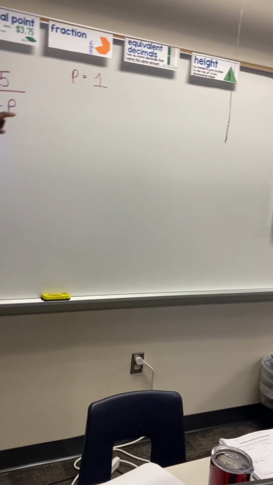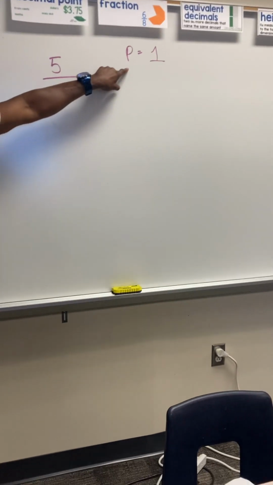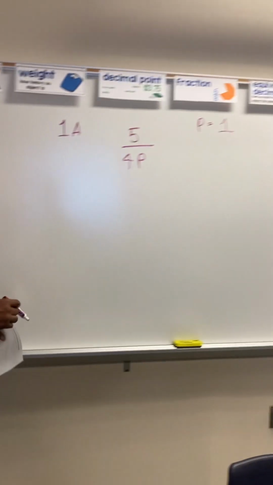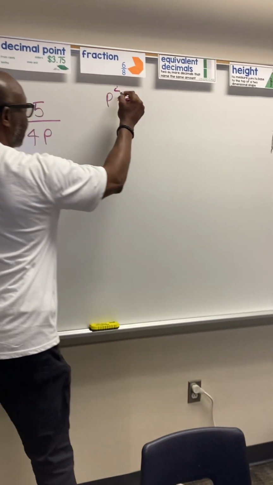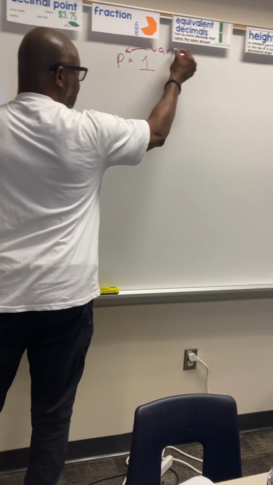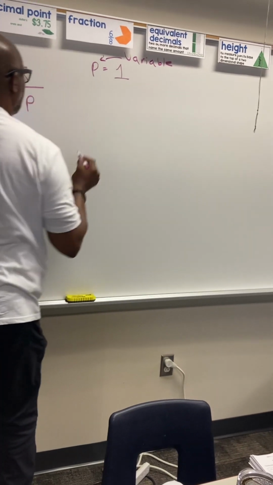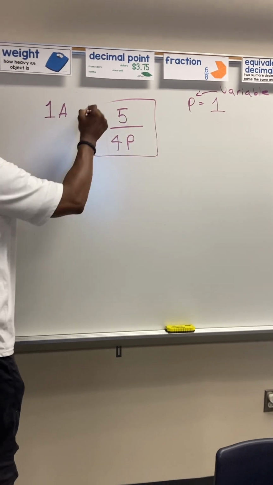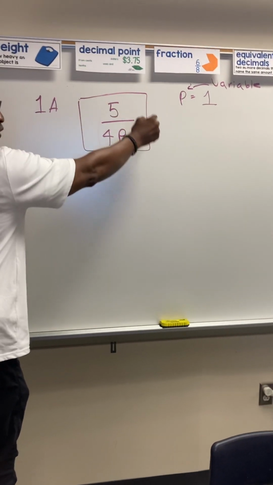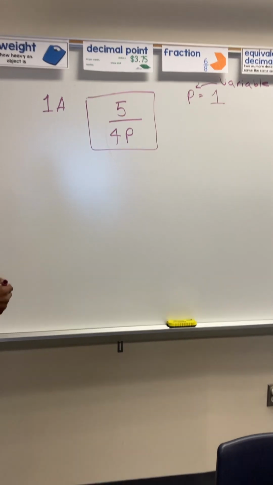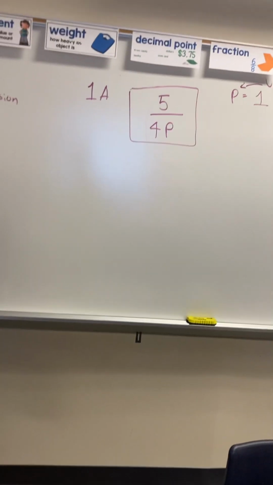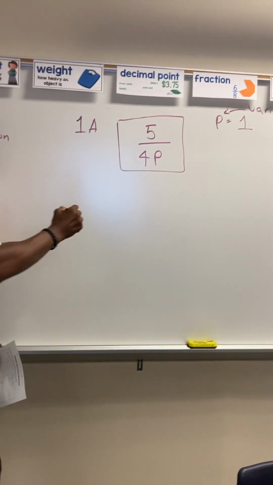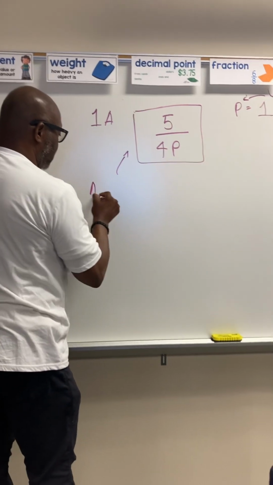Can anybody tell me what's the name of this letter right here? What do we call it, using one of these vocabulary words? Variable. Okay, so this is called a variable. This whole entire thing right here is called the what? Algebraic expression. So this is called an algebraic expression.